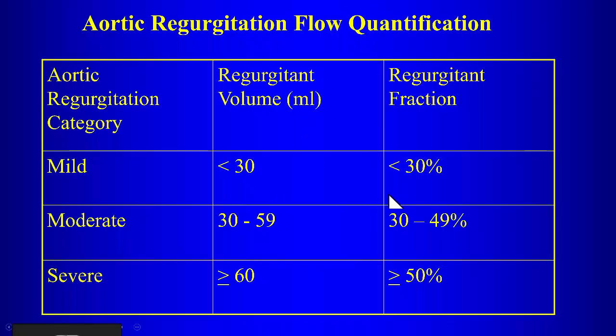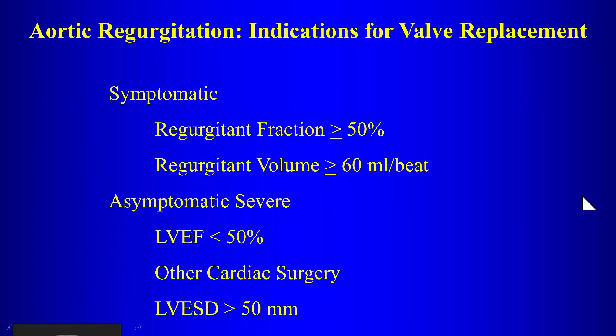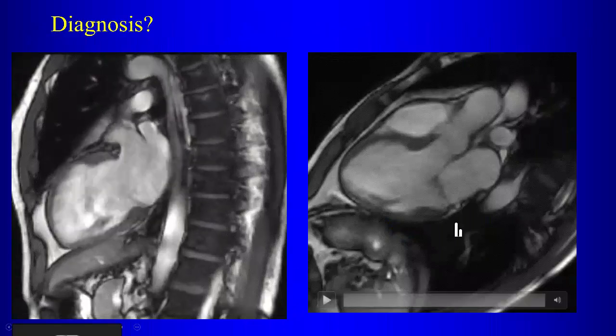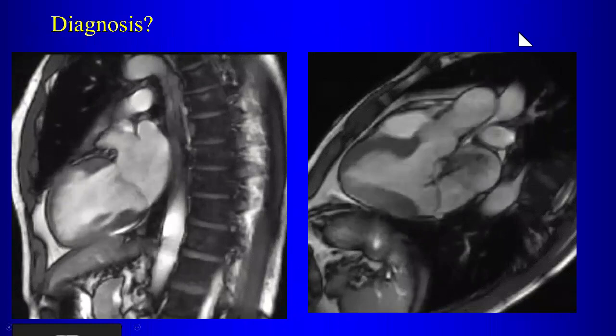And again, there are these tables that we can use to quantify the extent of aortic regurg, whether it's mild, moderate, or severe, and then whether the patient needs valve replacement. Right? So there are criteria that can be used based on your findings on MR for when the patient needs valve replacement. Okay? So what kind of views do we have here?